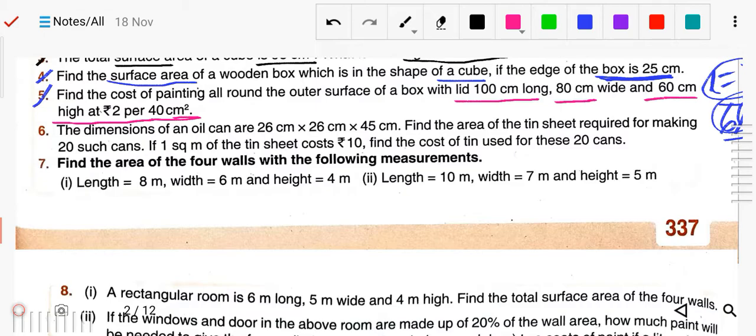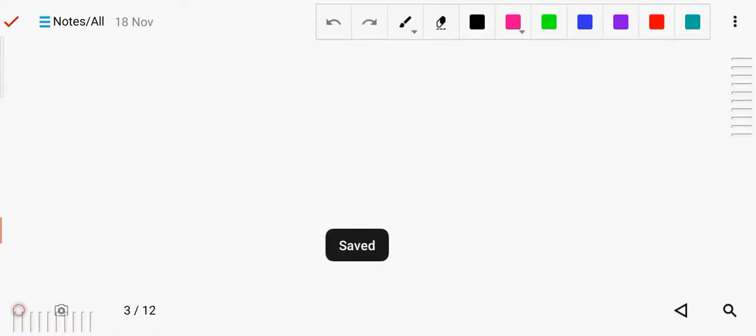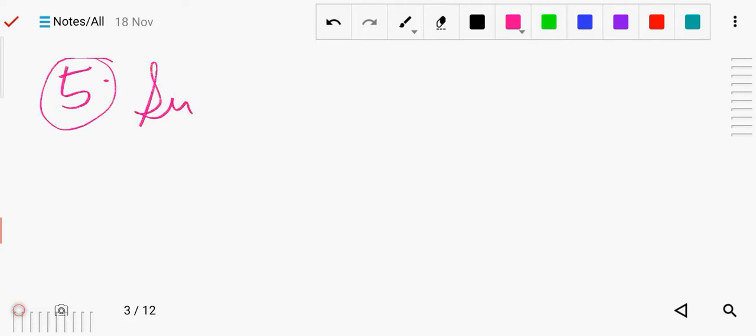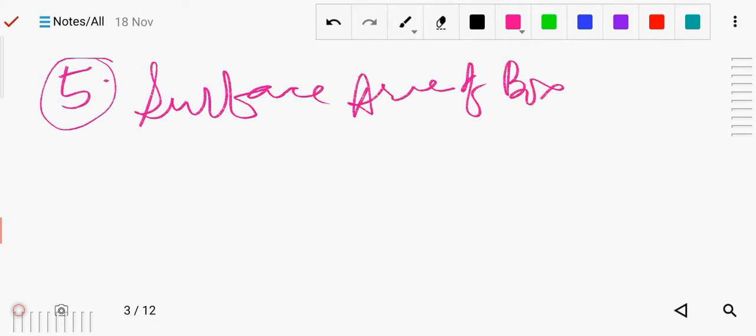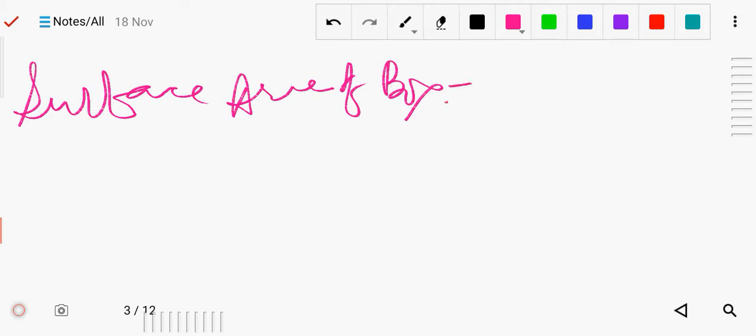So which type of shape? It is a cuboid. So let's solve this one. So we can understand which type of shape. It is a cuboid. So you can write the surface area of the box. Okay, so the box is which type of shape? It is a cuboid. So what will be the formula?